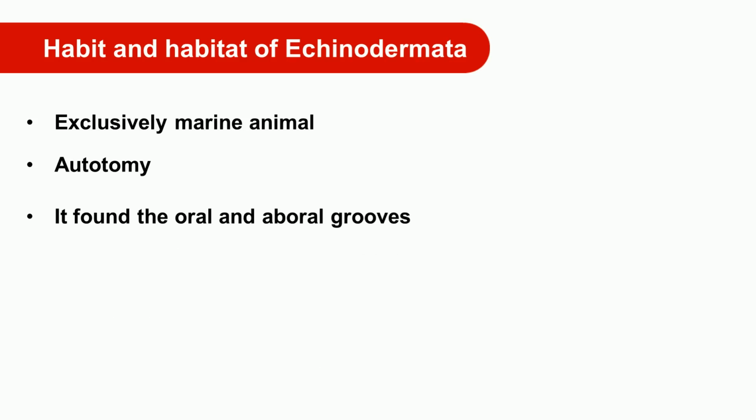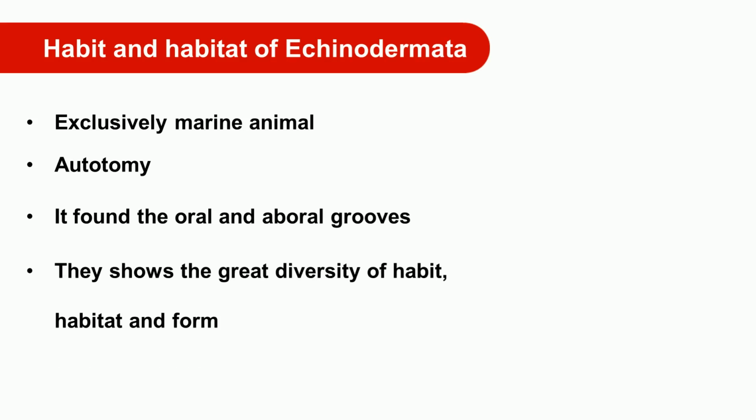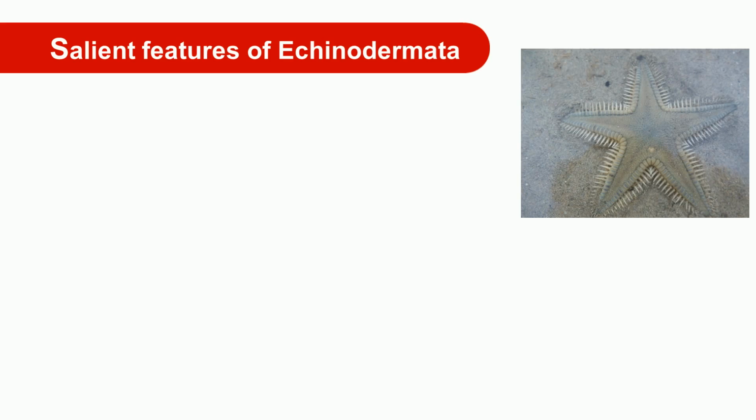Then it also found the oral groove and aboral groove. There are two surfaces found in that animal, and those animals have great diversity with reference to habitat, and they form different forms. We can observe different morphological features in the echinodermal animals.